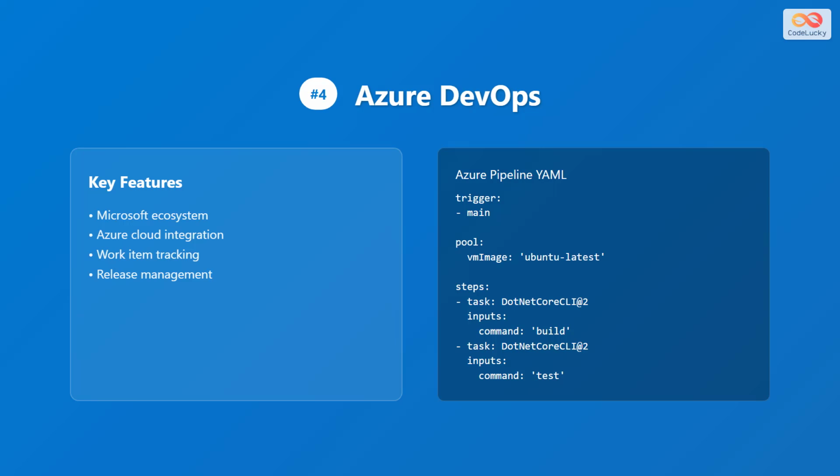An Azure Pipeline YAML configuration is shown. It defines a trigger on the main branch, a pool that specifies the virtual machine image to use, and steps to build and test the application using the .NET Core command line interface.